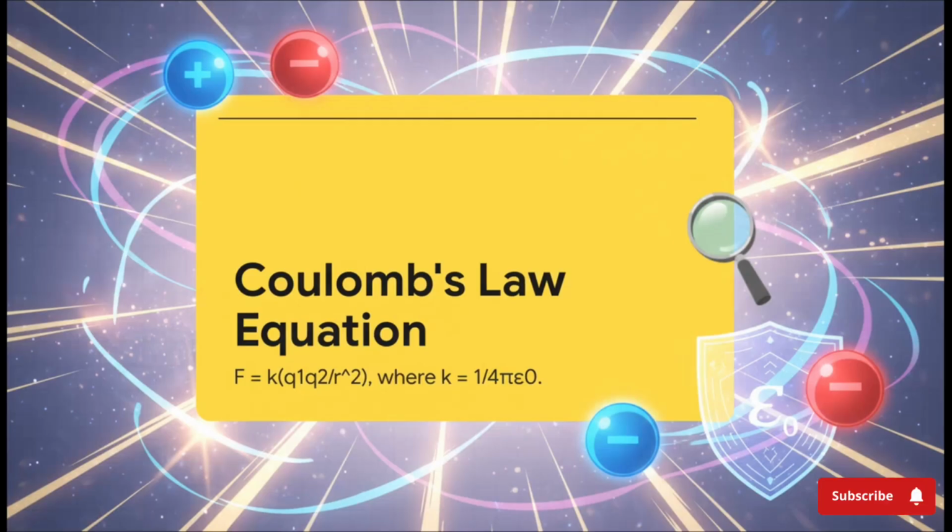So bringing it all together, we get this final crucial formula, F equals K times Q1 times Q2 divided by R squared. Now, for convenience in more advanced physics, K is often written out as 1 over 4 pi epsilon naught. And that epsilon naught represents the permittivity of free space. Make no mistake, this simple equation is the absolute bedrock of electrostatics.